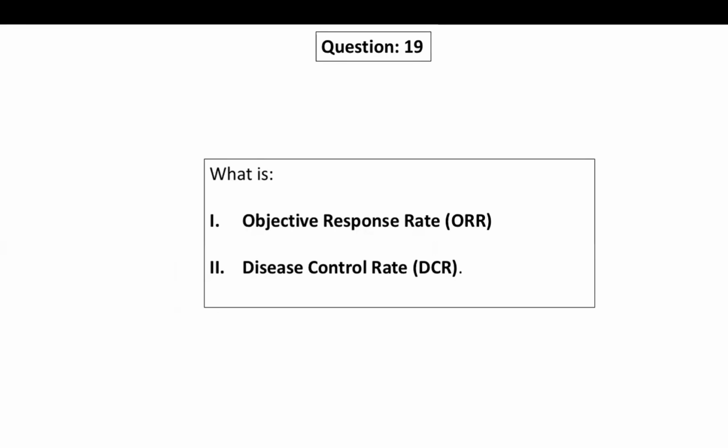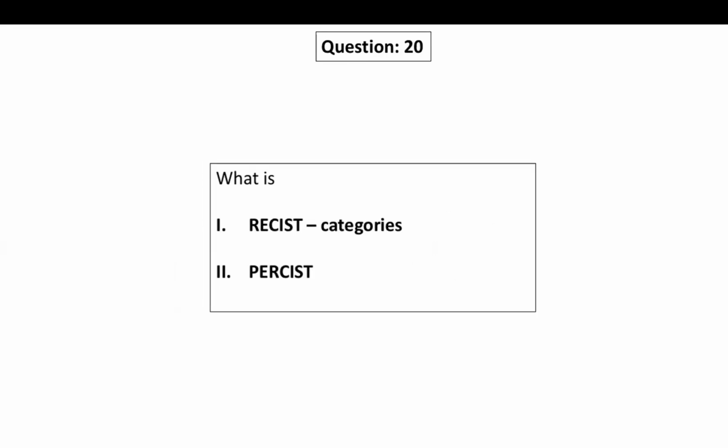It includes the complete response, partial response, and the stable disease. Okay. What is RECIST? Response evaluation criteria in solid tumors. Okay. So what is it based on? How do you count? How do you calculate this RECIST criteria?